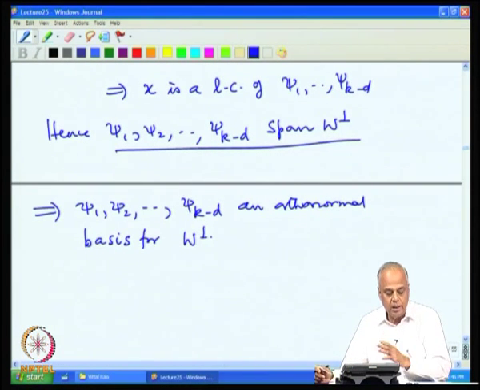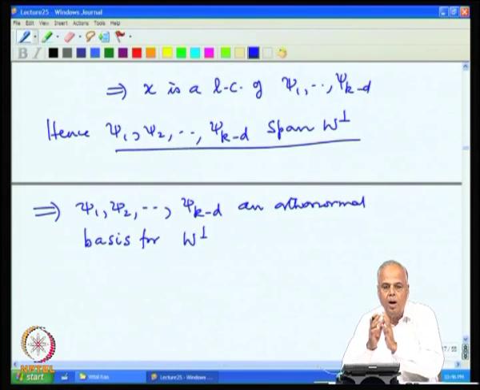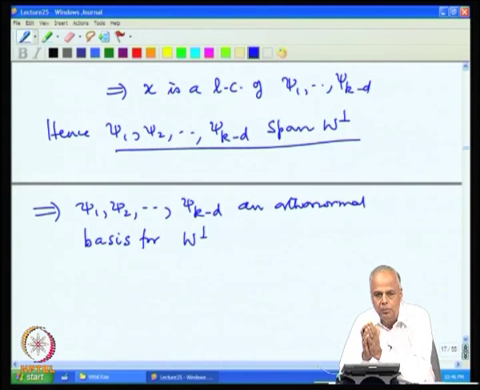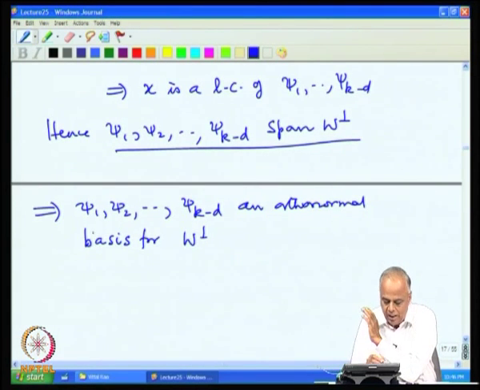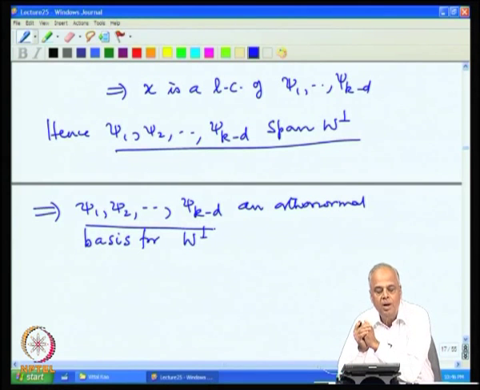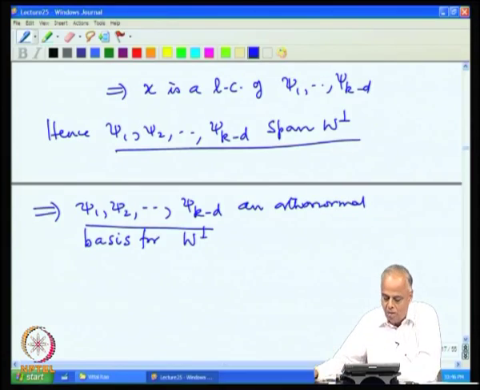So, what it says is that if you now start with an orthonormal basis for W and extend it to an orthonormal basis for the whole space, the part that is coming in the extension, namely in this case this, will automatically be a basis for the orthogonal complement.